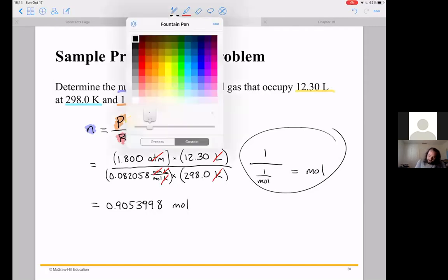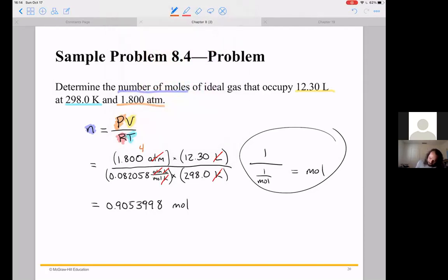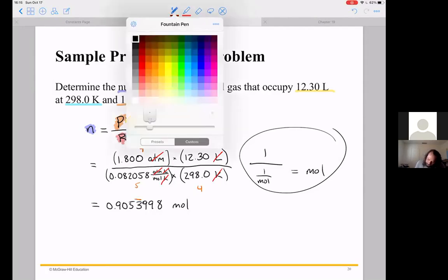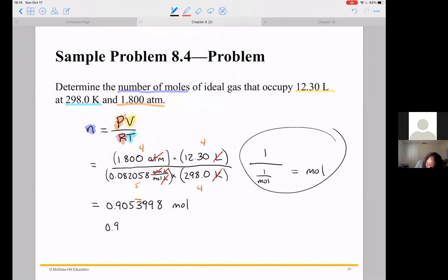All right, and then for sig figs, I have 4 sig figs for my pressure, 4 for my volume, 4 for my temperature, and then 5 for R. So that means my final answer should have 4. So 0.9054 moles of gas. That would be my final answer.